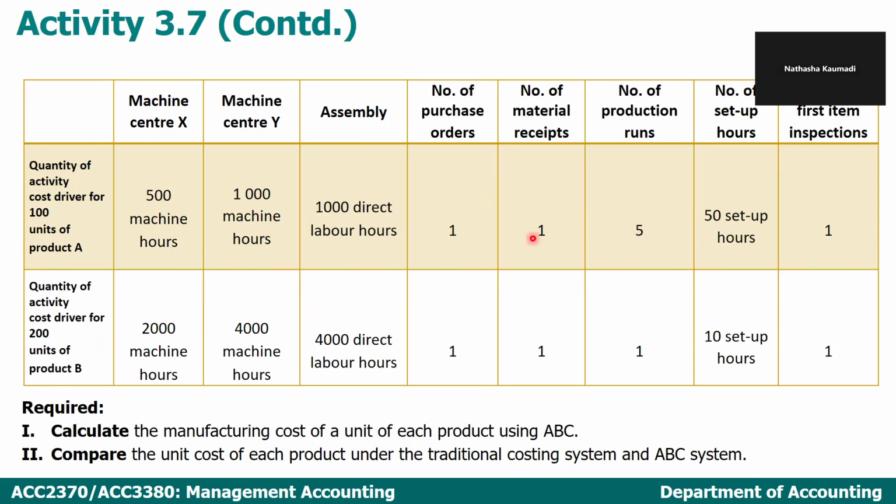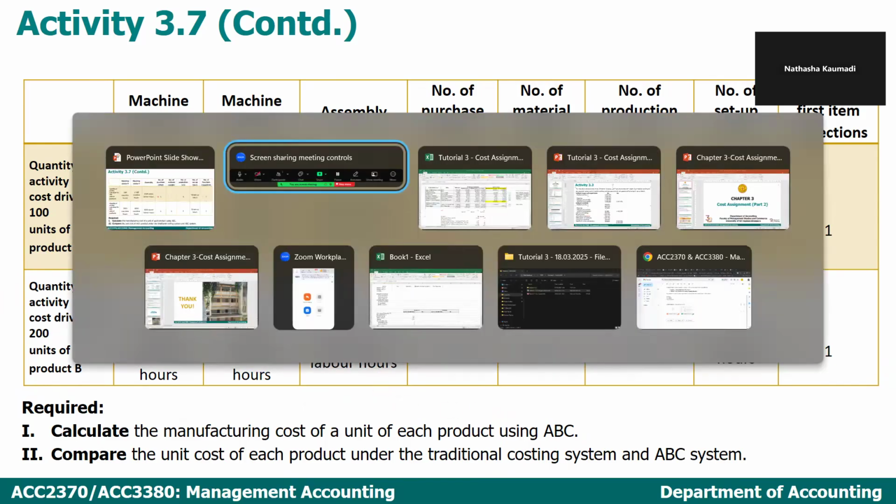So still we have not matched the major activities and the cost drivers, isn't it? We haven't matched them, but the information is given. Similarly, for 200 units of product B, how many machine hours, how many labor hours, how many purchase orders, material receipts, all the information is given. Right. Now, calculate the manufacturing cost of a unit of each product using ABC. Using activity-based costing, calculate the unit cost. This is what we have to do.